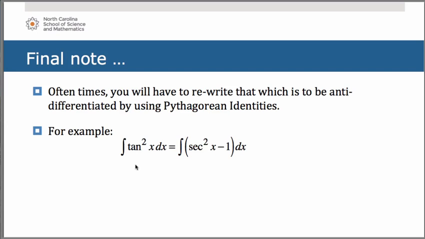Remember the Pythagorean identity, 1 plus tangent squared equals secant squared. Therefore, tangent squared is secant squared of x minus 1. And we have an antiderivative rule for secant squared of x. So that's the trick, and sometimes the difficulty when dealing with the trig functions. You need to be able to look at it and recognize that you do need to rewrite it by using a Pythagorean identity or one of the other trig identities.